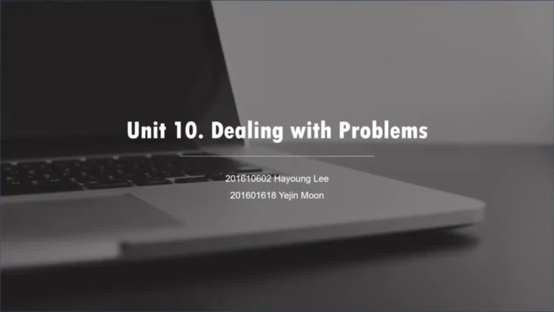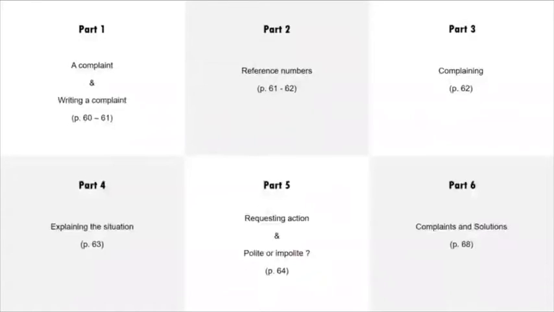Today we will talk about Unit 10, Dealing with Problems. We have 6 parts today. Part 1 is about a complaint and writing a complaint. Part 2 is about reference numbers. Part 3 is about complaining. Part 4 is about explaining the situation. Part 5 is about requesting action and some expressions, those are polite, and some other expressions, those are impolite. Lastly, part 6 is about complaints and solutions. I will be talking about part 1 to part 3, and Yejin will talk about part 4 to part 6.